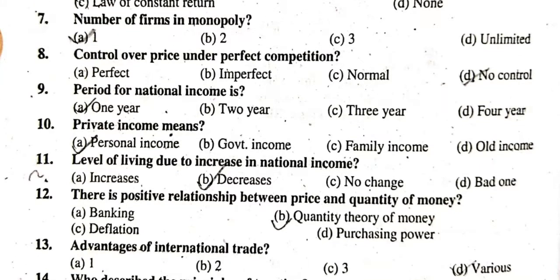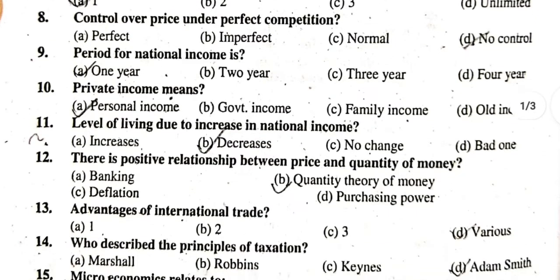13. Advantage of international trade: A. 1, B. 2, C. 3, D. Various. The correct answer is D. Various. 14. Who described the principle of taxation? A. Marshall, B. Robbins, C. Keynes, D. Adam Smith. The correct answer is Adam Smith.